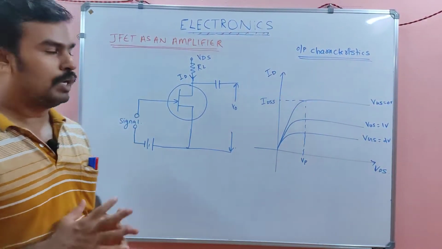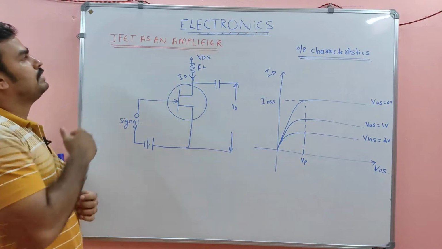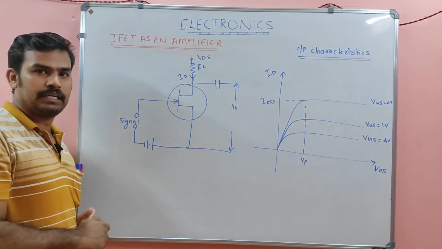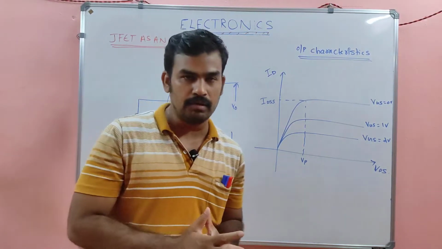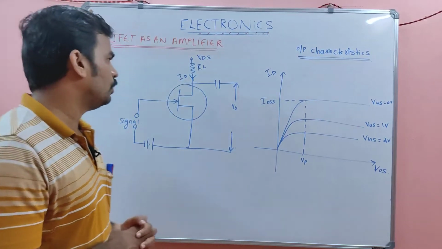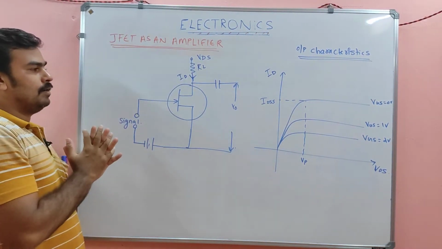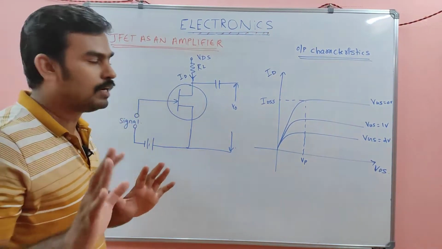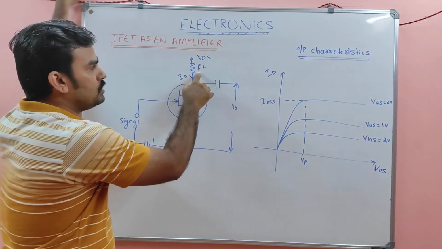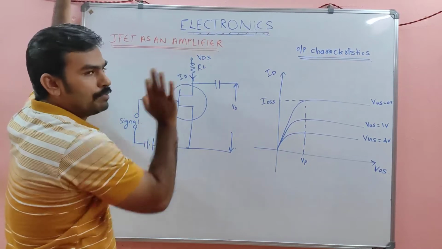Hello my dears, now we are going to discuss JFET as an amplifier, or how we can use this JFET in modern technologies as an amplifier, like BJT as an amplifier, right? So how can it work? I will tell you. For controlling the drain current, we are using an RL in the drain circuitry, that's all.